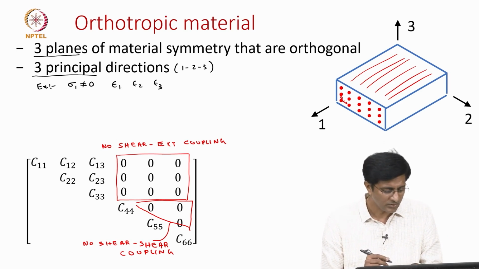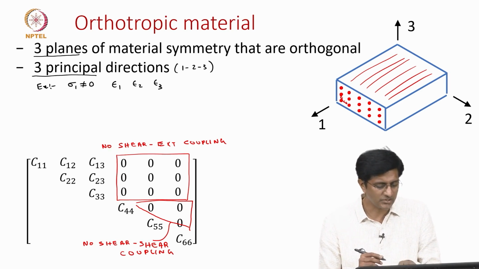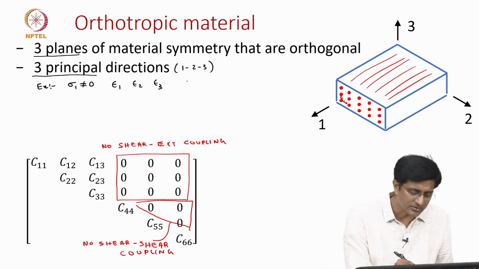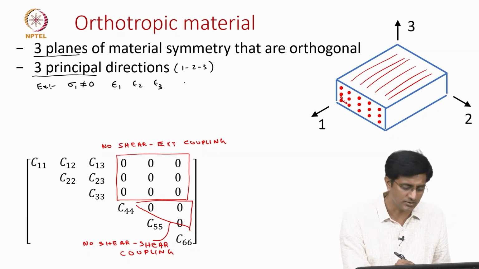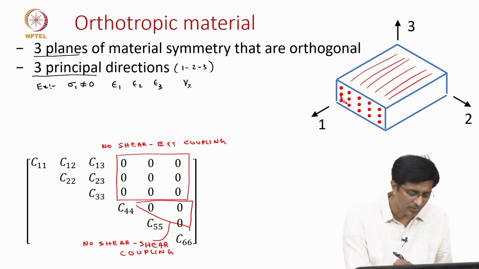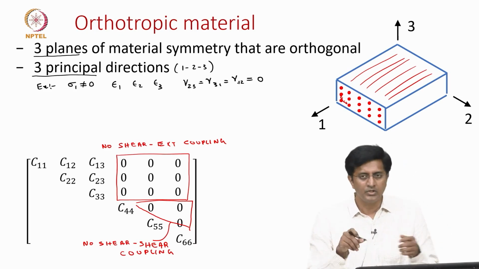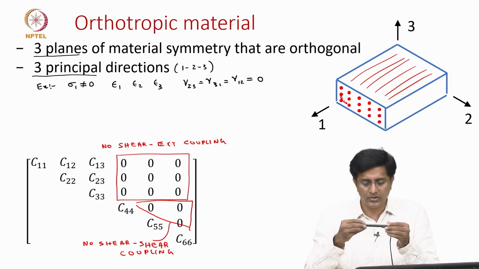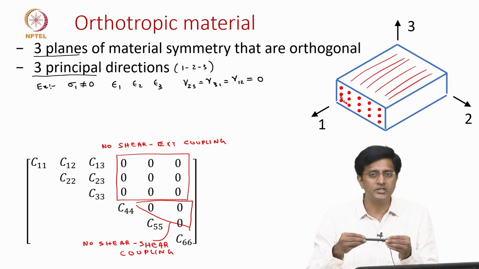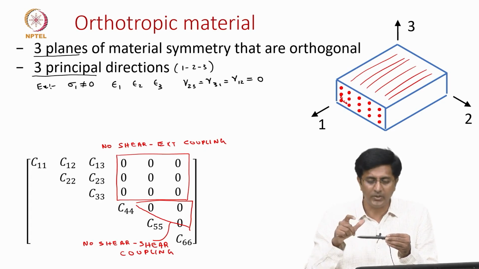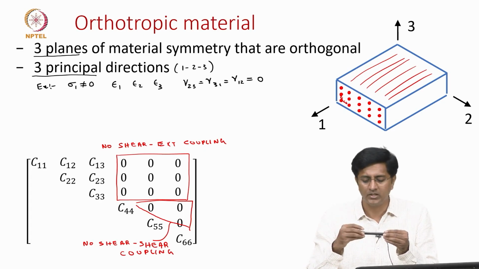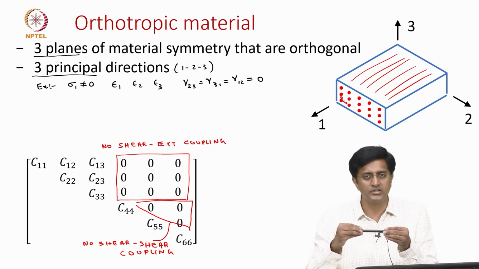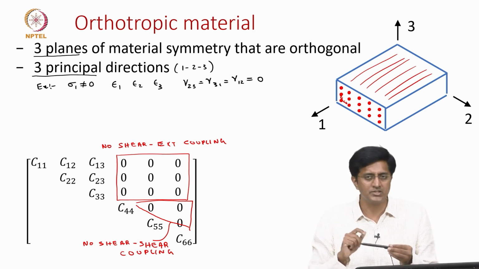But because of no shear extension coupling, all the shear strains are 0. Which means gamma 23, gamma 31 and gamma 12 are all 0. So, this says that if there is a uniaxial load, then we only see uniaxial strains. There is no coupling between extension and shear, meaning when we apply extension loads, there are no shear strains observed.